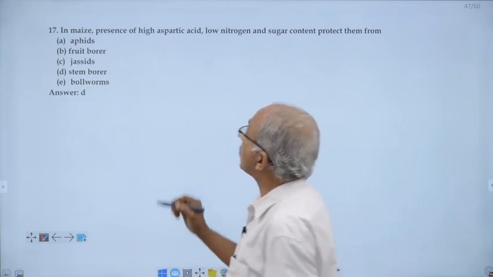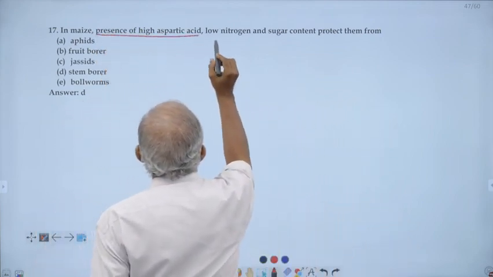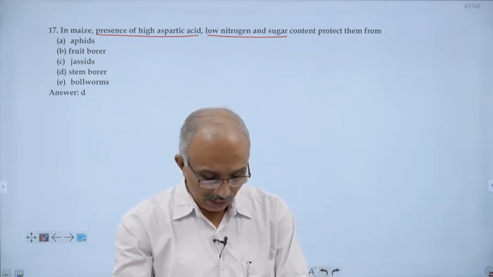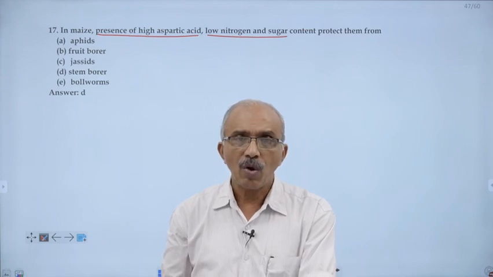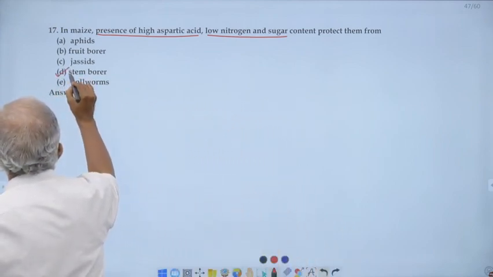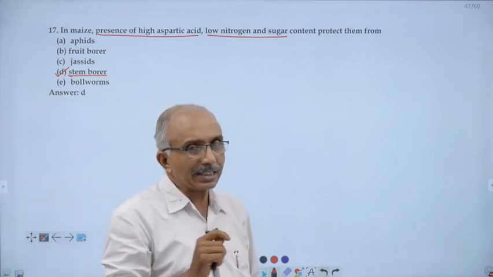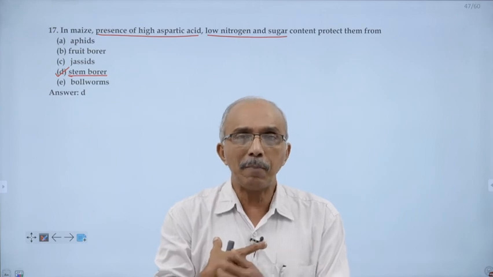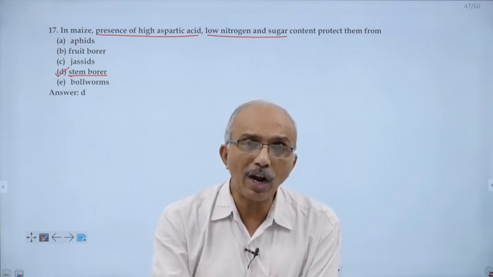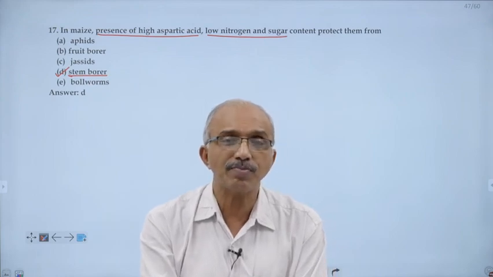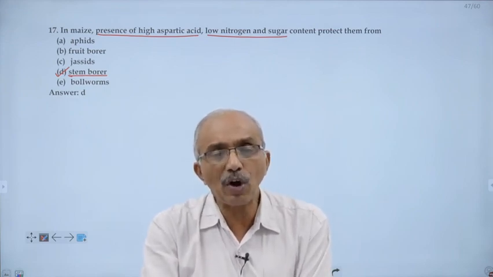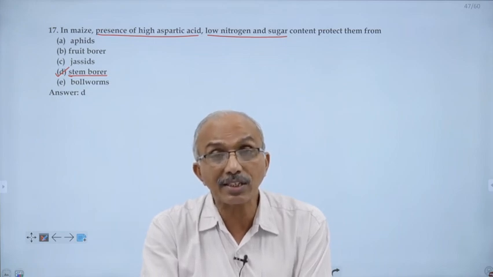Next, in maize, presence of high aspartic acid, low nitrogen and sugar content protect them from? This is a physiological characteristic of the maize plant. This physiological characteristic protects the maize plant from stem borer, the insect which bores the stem, making holes and destroying the plant. There are many morphological and physiological characters which are not preferred by the insect. So these characters provide insect resistance.